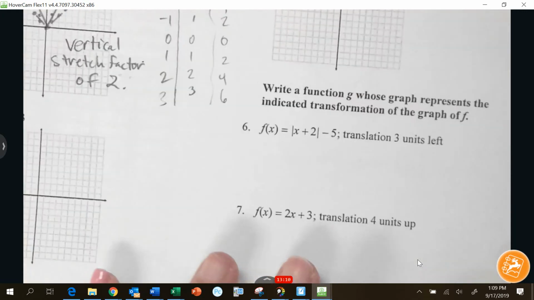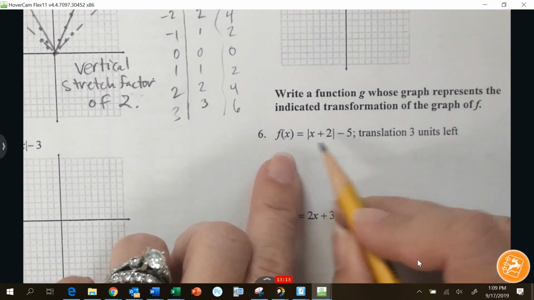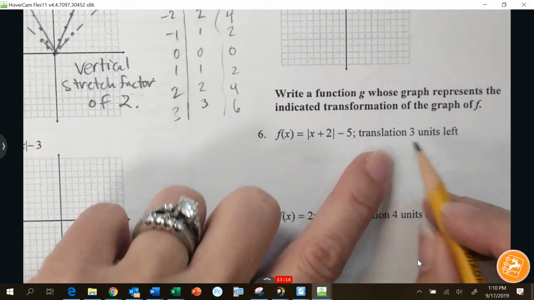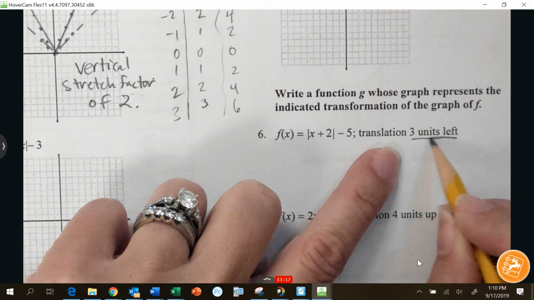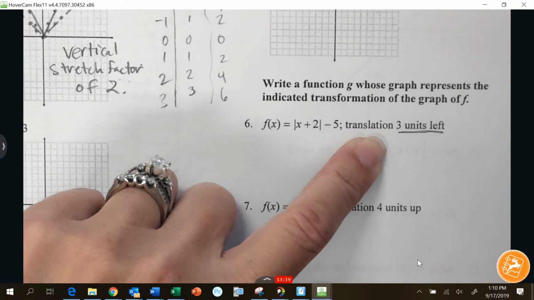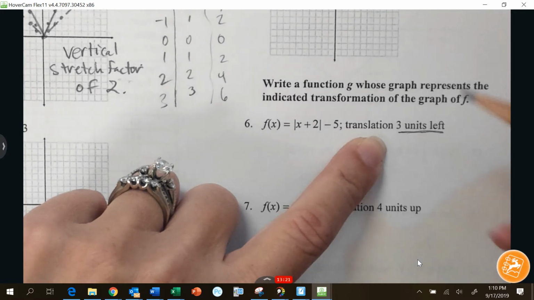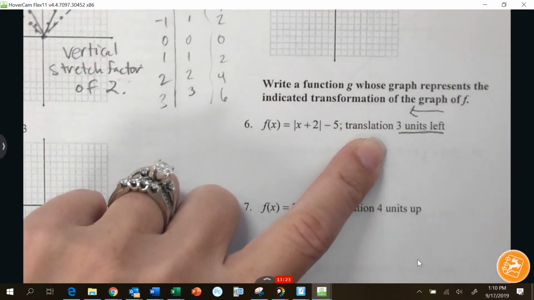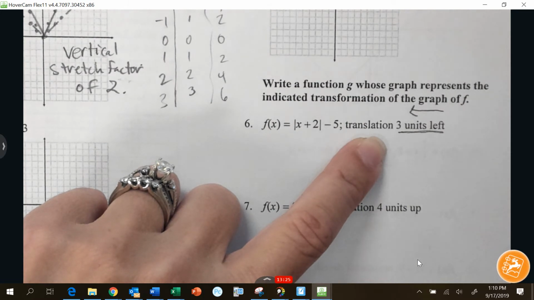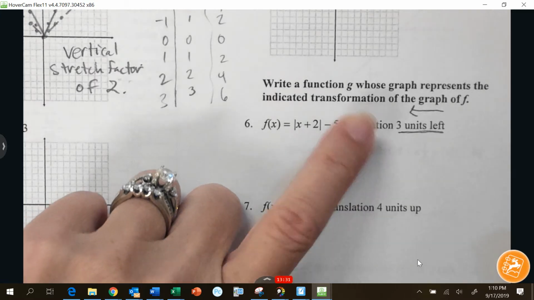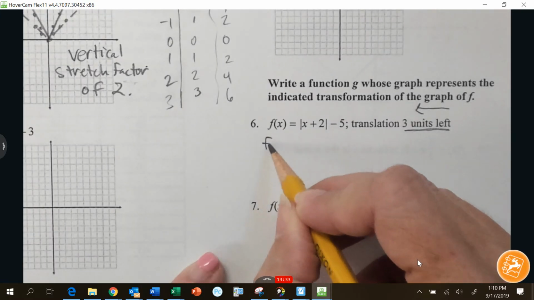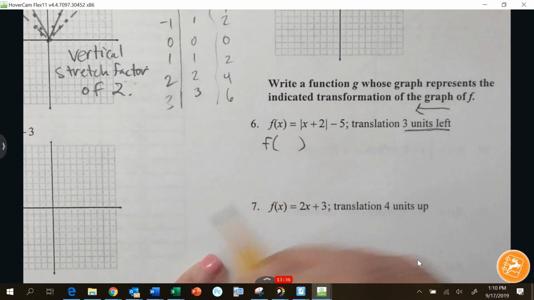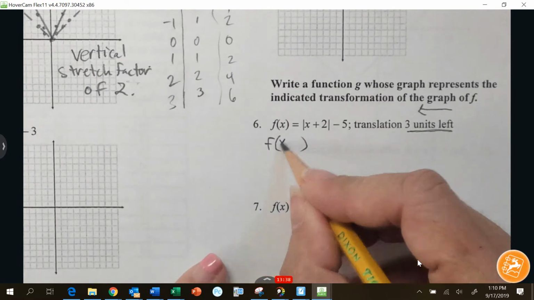There's actually not that many hard ones on here. Looking at the first equation, translation 3 units left. You decide, is that horizontal or is that vertical? To the left is which direction? Right. Plus. Is it horizontal or vertical? Horizontal. That's horizontal. So we know that we have to do something where it's f of, and it goes on the inside. The x has to be there.